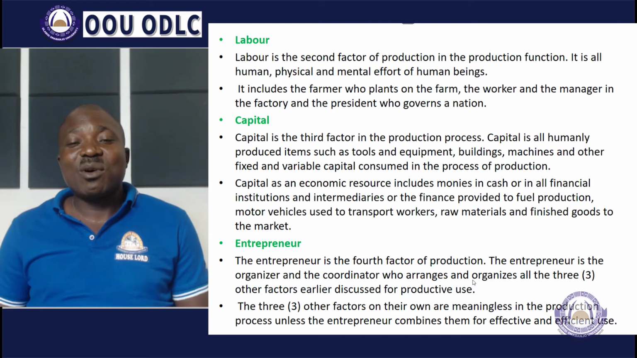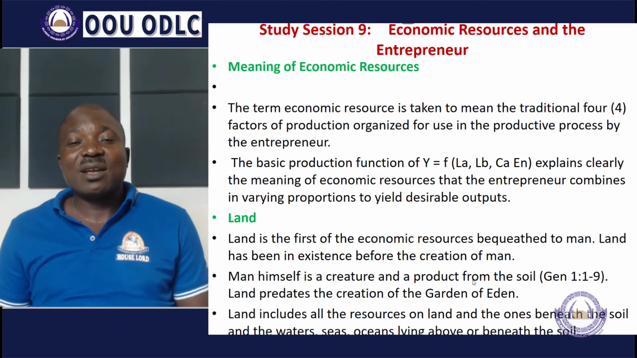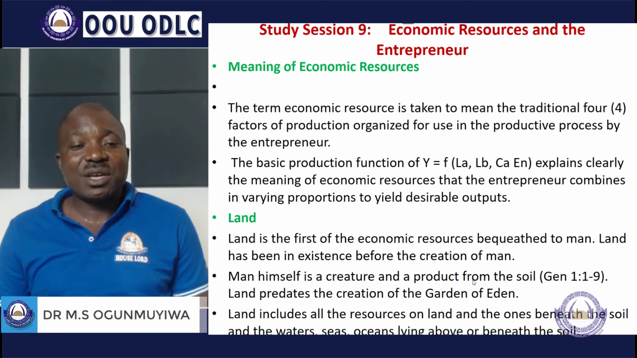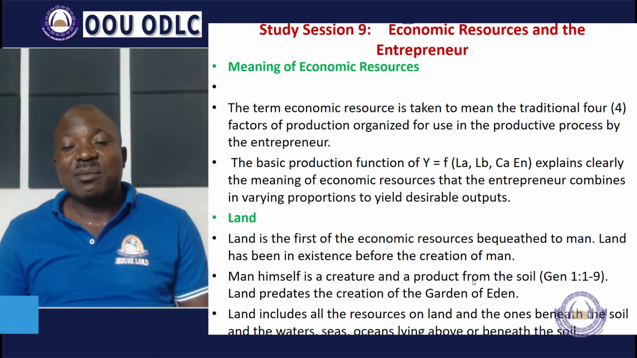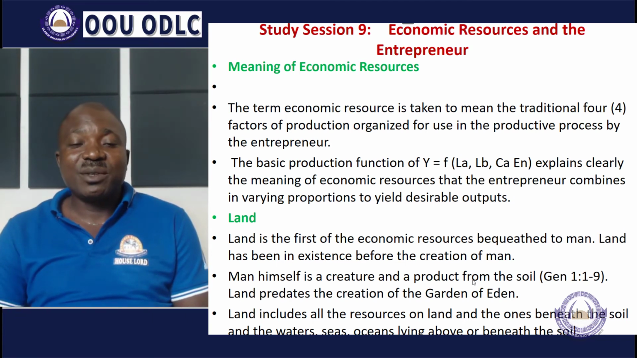With this, we come to an end of our discussions on study session 9 titled Economic Resources and the Entrepreneur. Permit me to just do a very quick summary of all our discussions on this session. We explained the term economic resource to mean the four traditional factors of production, which are land, labor, capital, and the entrepreneur. And we said that the entrepreneur, of course, is the factor that organizes the three other factors for effective use in the production chain.